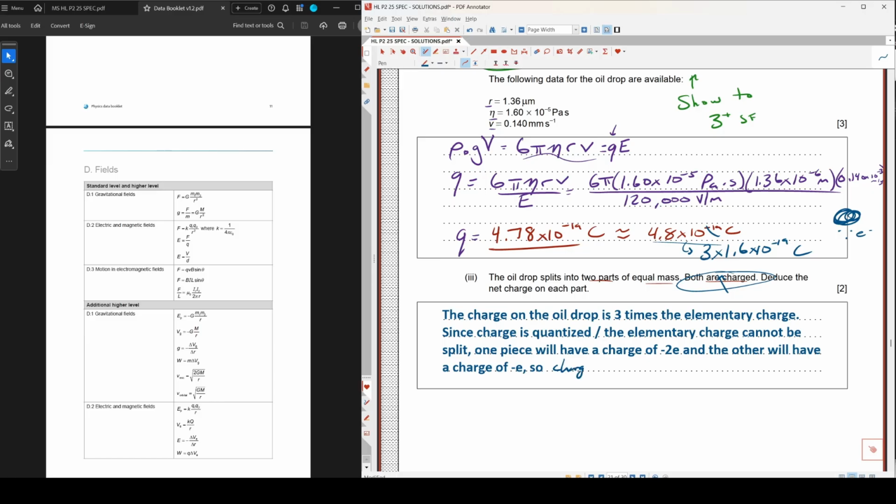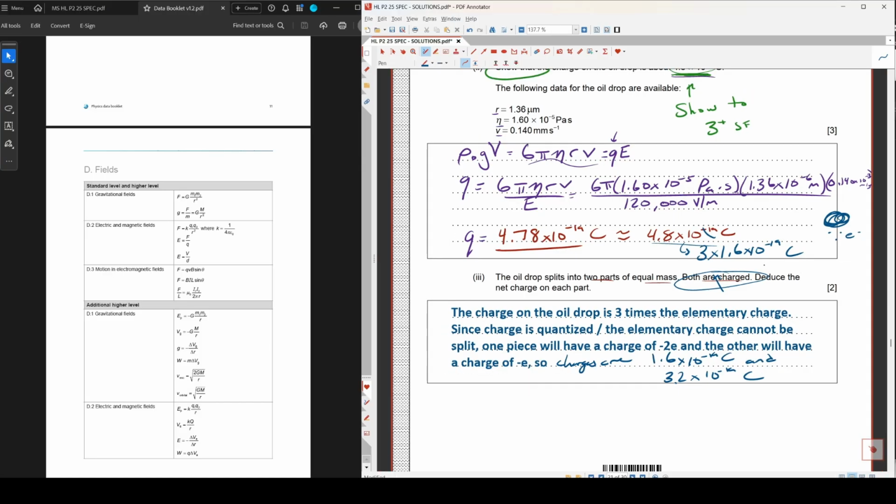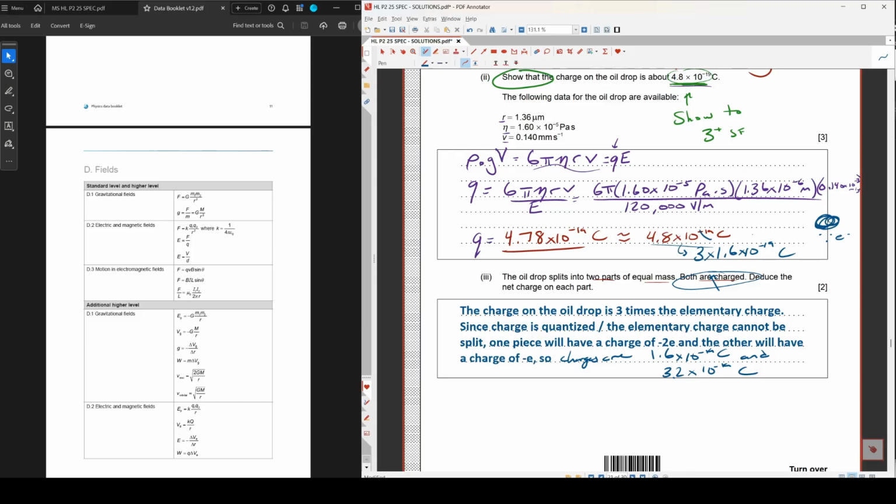The charges are, we should probably just write out the numbers to be safe, 1.6 times 10 to the minus 19 coulombs, and 3.2 times 10 to the minus 19 coulombs. All right, again, very great if you notice that on the exam. That's tricky, but do keep the point of these experiments in mind.